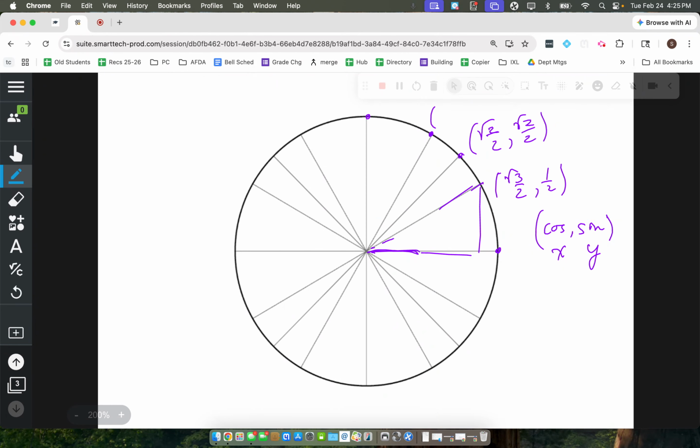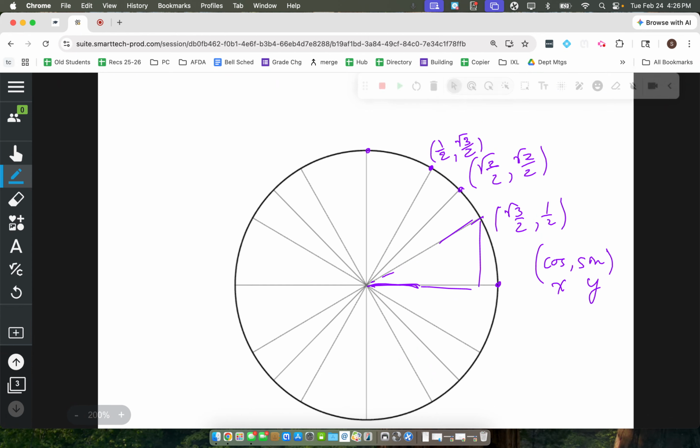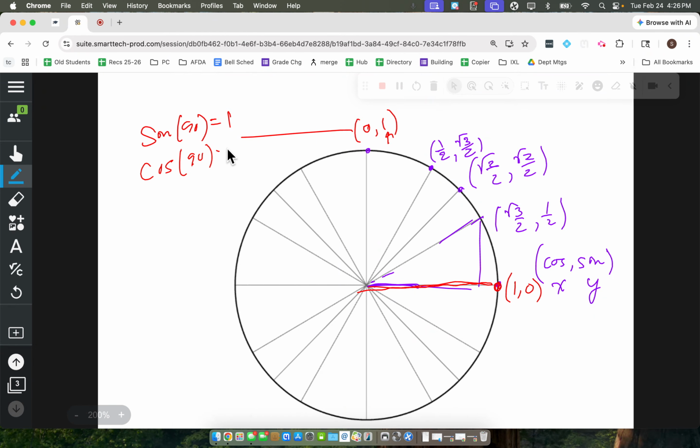This stop right here, it's flipped. The x is 1/2 and the y is root 3 over 2. Let's also not forget these points. The x is 1, the y is 0, right? Because we've already told you this length is 1 and it's sitting right on the x-axis. Right here, the x is 1, the y is 0. But you know what that means? That means sine of 90 degrees is 1. There it is. Cosine of 90 degrees is 0.